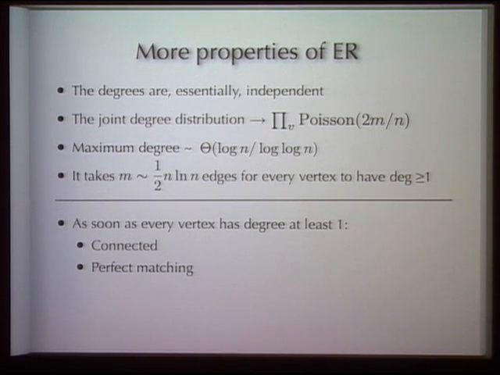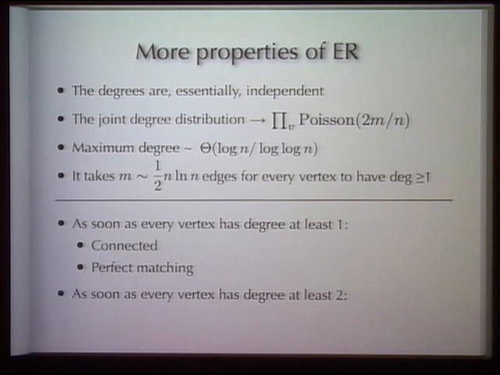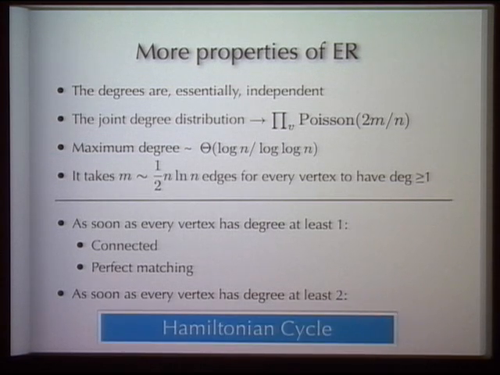And if you add a few more edges so that every vertex has degree at least 2, something even more spectacular happens. The graph gets a Hamilton cycle. So this is a cycle that goes through every vertex exactly once. Okay? Obviously, in order to have such a cycle, every vertex must have degree 2. And it turns out that as soon as this trivial necessary condition is fulfilled, you get a Hamilton cycle with high probability.